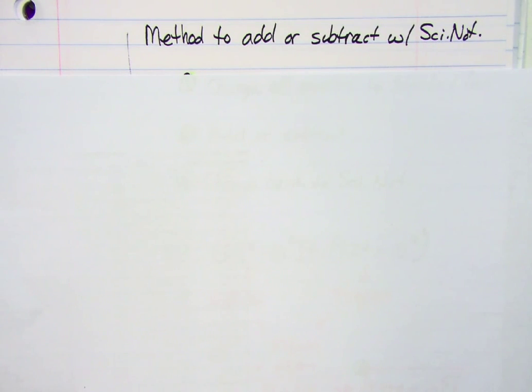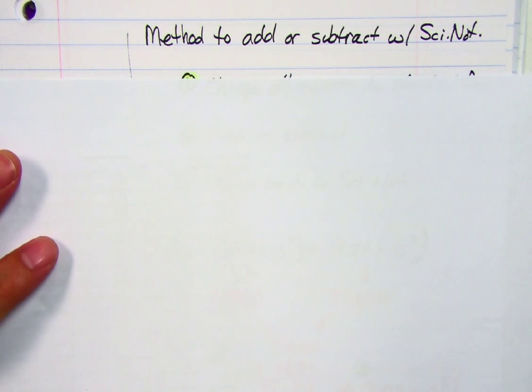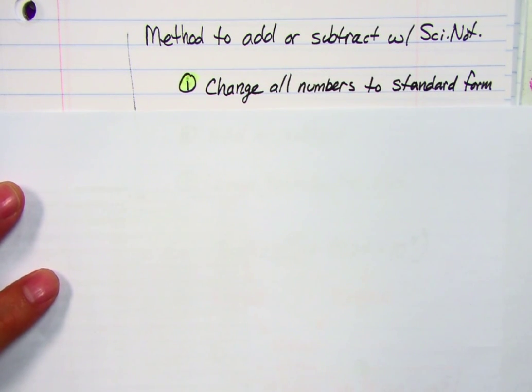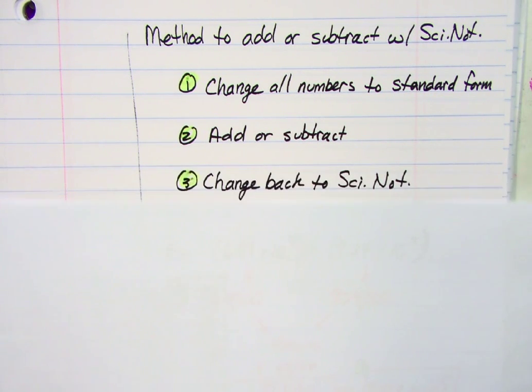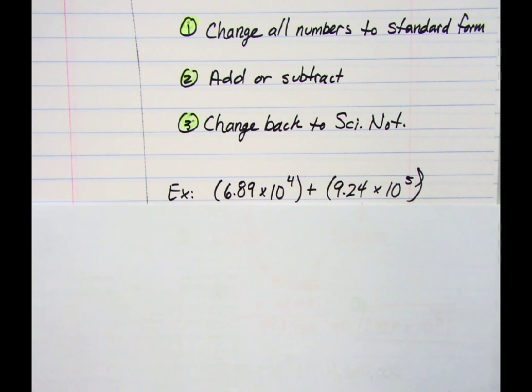So there are 3 steps to this method that I took. The first step I took was to change all the numbers into standard form. The second step I took was I added or subtracted. And then the third step was to change it back into scientific notation. Let's watch those steps in action.